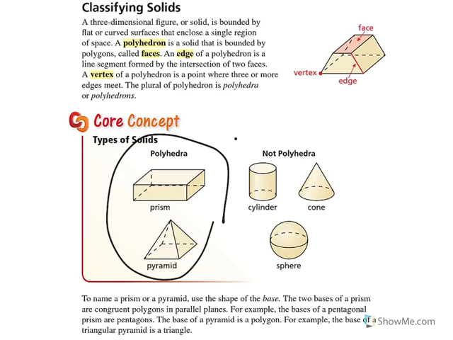Our non-polyhedrons are going to be the ones that have circular shapes in them. So we have a cylinder. A cylinder is whenever we have two circles that are parallel to each other. A cone, which is like a pyramid where we have a circle and then it comes up to a point. And then a sphere, obviously we know, is like a ball where it's just completely round all the way around.